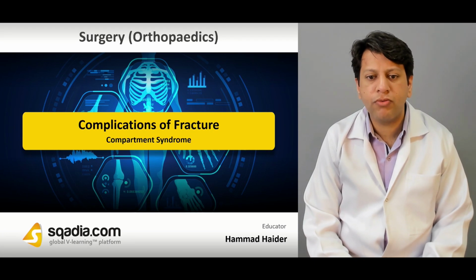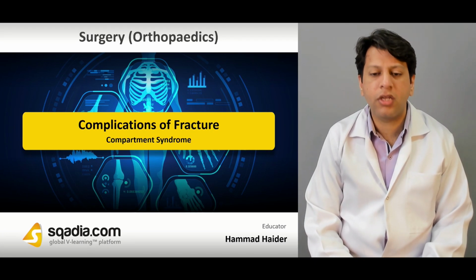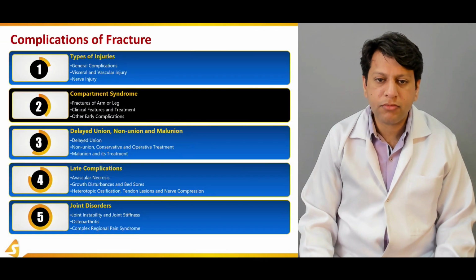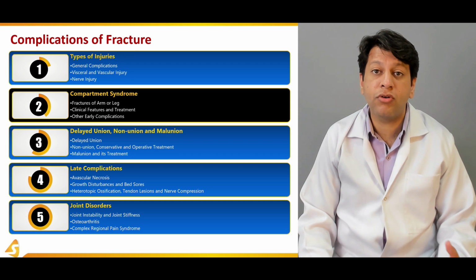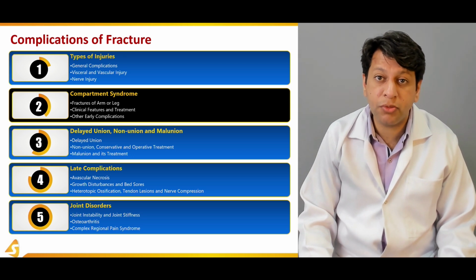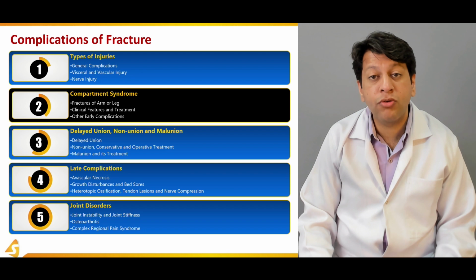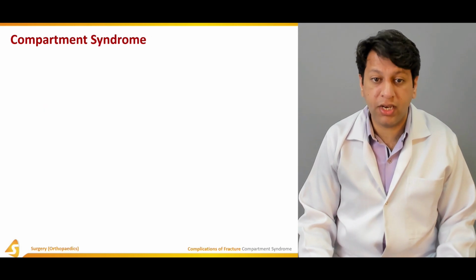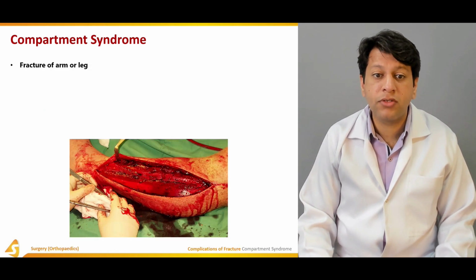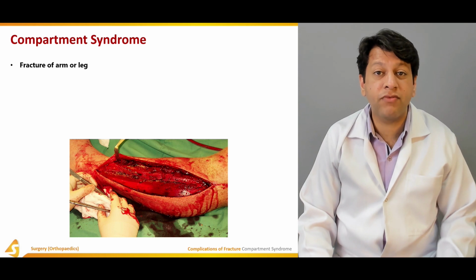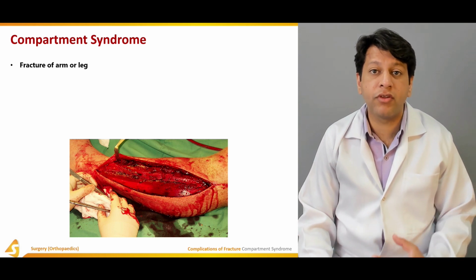Now, moving on to one of the very important syndromes called compartment syndrome. We'll be briefly discussing the fractures of the arm and leg, how the signs and symptoms of compartment syndrome present, how to diagnose compartment syndrome, and what its management is. So compartment syndrome is usually associated with, for example, a tibia fracture or radius ulna fractures.